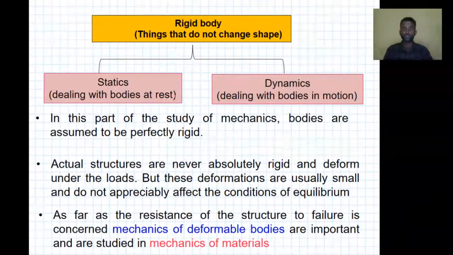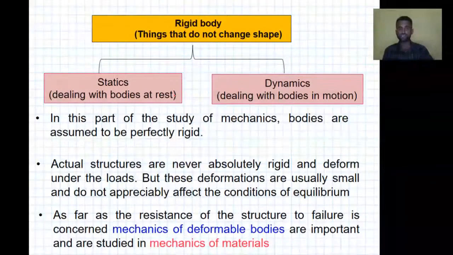So, when we are saying rigid body mechanics, we are assuming the structure is not going to change its shape under the application of load. So, this mechanics of a rigid body can be divided into statics and dynamics. When we are saying statics, it deals with the bodies at rest, and dynamics deals with bodies in motion.